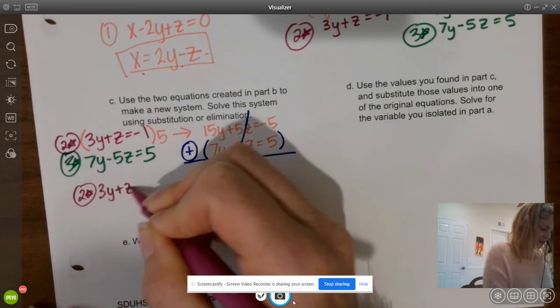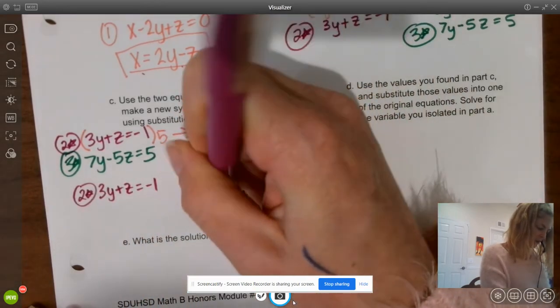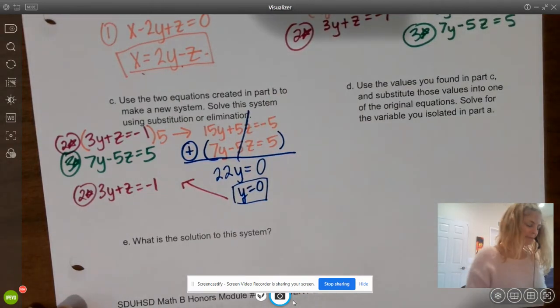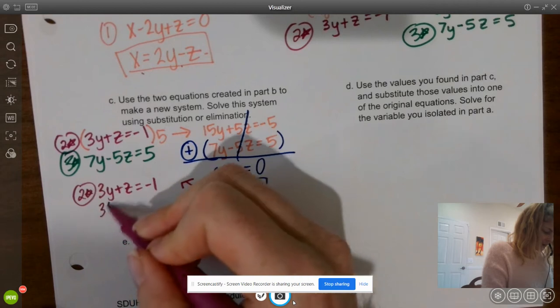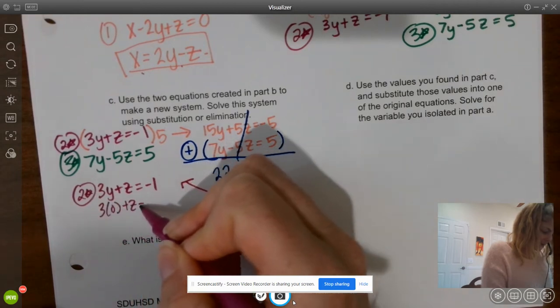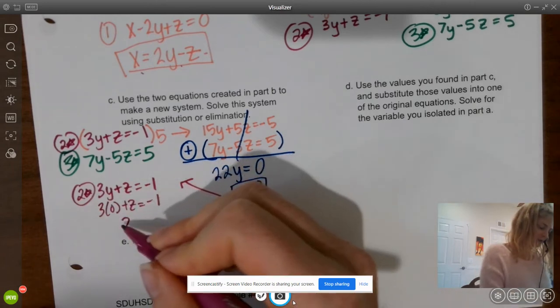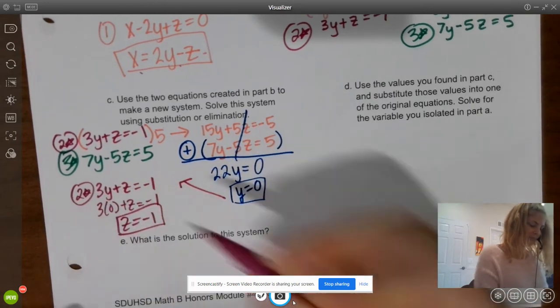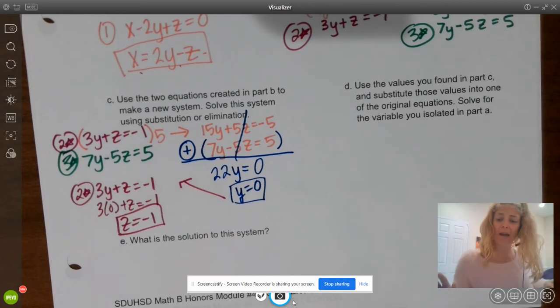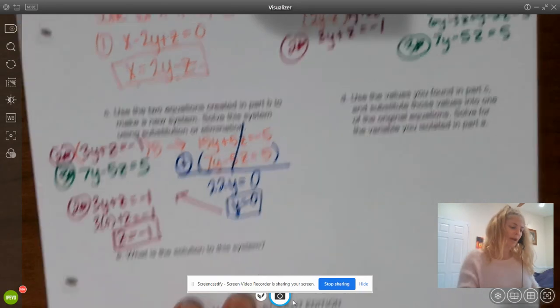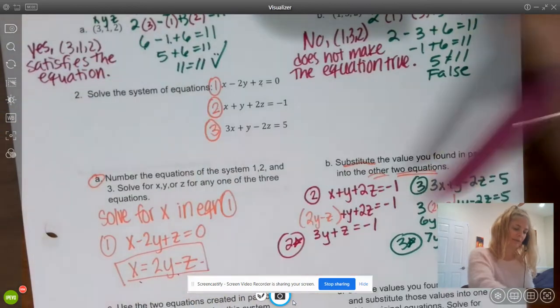3y plus z equals -1. I'm going to draw an arrow so whoever's reading my work can know what I'm doing. 3 times 0 plus z equals -1. 3 times 0 is 0. 0 plus z is just z, so z is equal to -1. So we're 2/3 of the way there. We already have 2 of our values, and we need our third. But you guys, there's no x in this system. Where's our x? Oh yeah, back to the original ones.